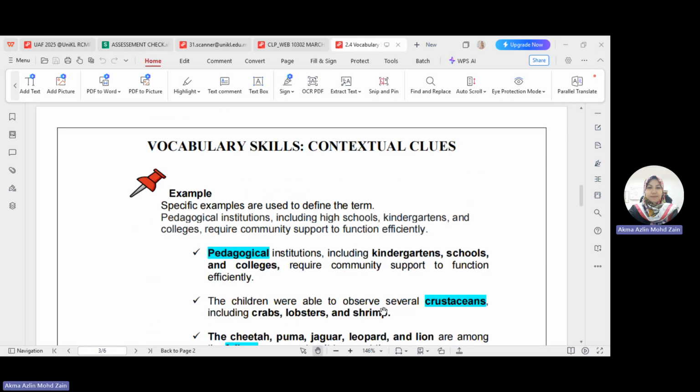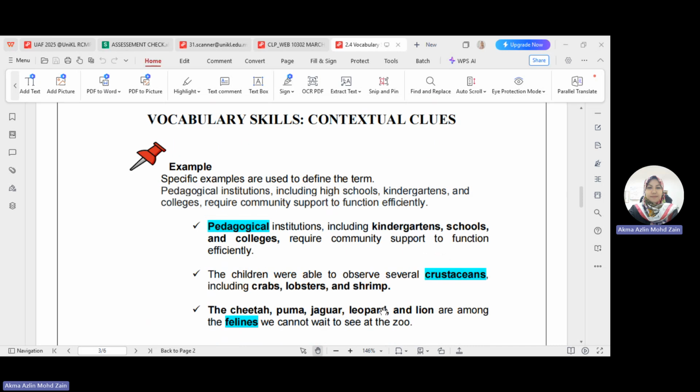And finally, the example clue. Look at this. Pedagogical institutions, including kindergarten, schools, and colleges, require community support to function efficiently. This example helps us to understand that pedagogical institutions are types of educational places. So look out for words such as including, such as, and also for example.